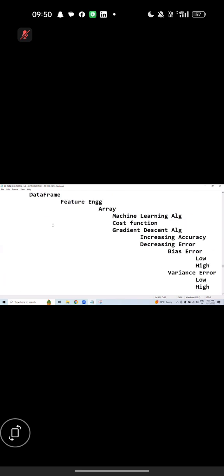ML steps. What all steps does it involve? Importing the libraries, loading the data set, data preparation, splitting the data set, model creation, model training, prediction. One more time. Importing the libraries, loading the data set, data preparation, model creation, model training, prediction. Please make a note of this. And the next one will be the third one: inputs, outputs, model, and error.